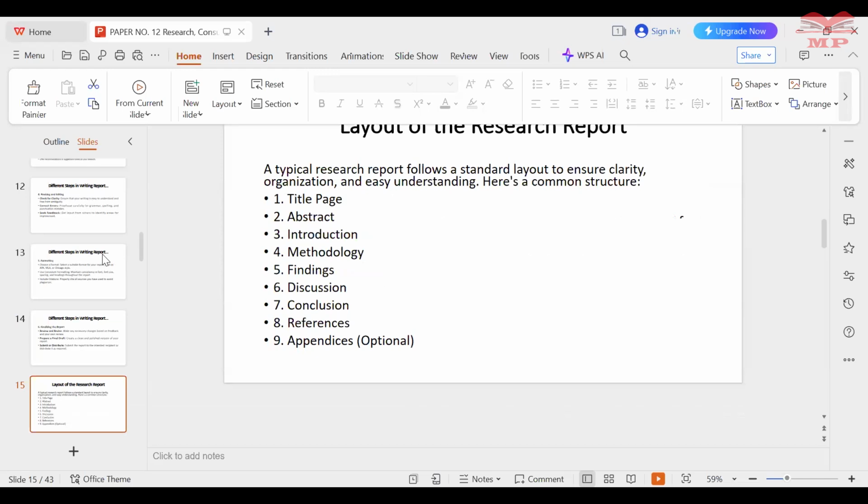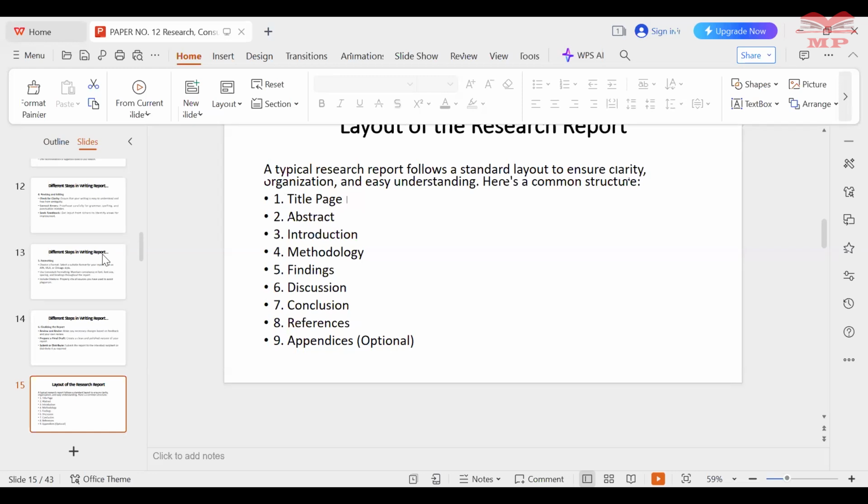So dear learner, we can now look at the layout of the research report. Layout of the research report. So a typical research report may follow a standard layout to ensure clarity, organization, and easy understanding. And a common report structure could be as follows.